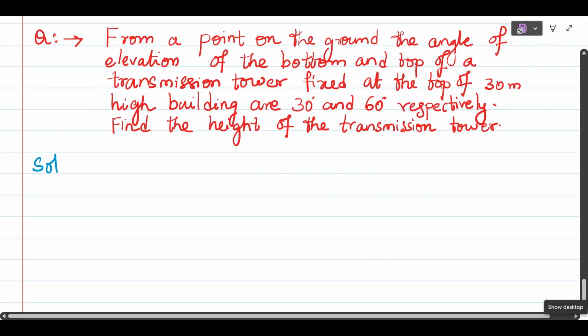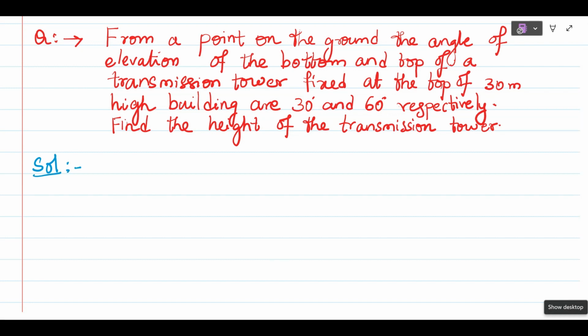The next question is, from a point on the ground, the angle of elevation of the bottom and top of a transmission tower fixed at the top of a 30 meters high building. Okay, let us start the diagram first. So, where is the transmission tower here, students? It is at the top of the high building, meaning the building is at a height of 30 meters. Suppose this is a building and this is 30 meters. Let us take it as B and let us take it as C. So this part is 30 meters. This is the building, students.